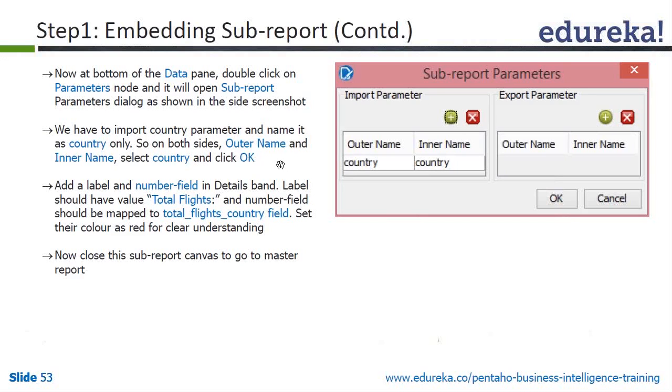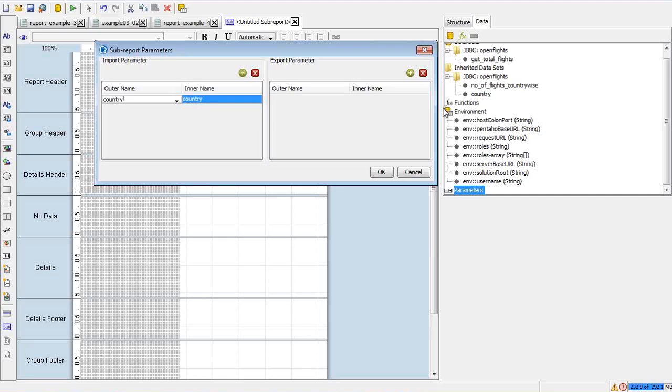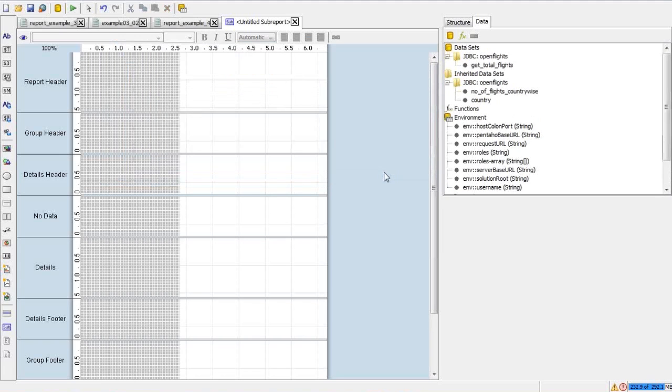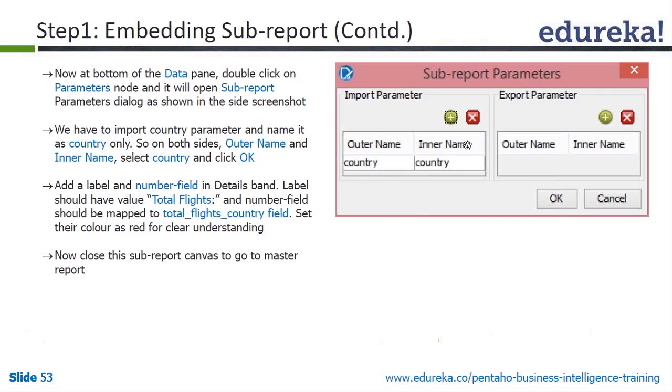So country we have added in left, outer name as well as inner name. Then add a label and number field in the details band. Okay, and click on OK. Somesh, you can just send your question to support, so that I won't also forget. Anyways, I have the questions log with me, so I will make sure I share an example or related references with support.